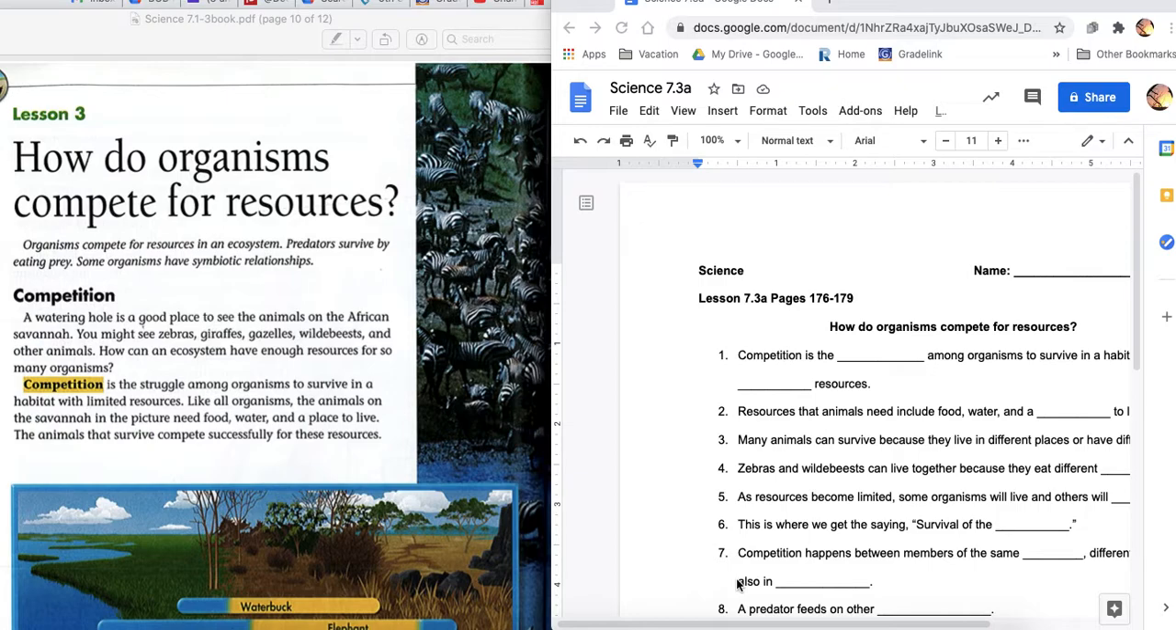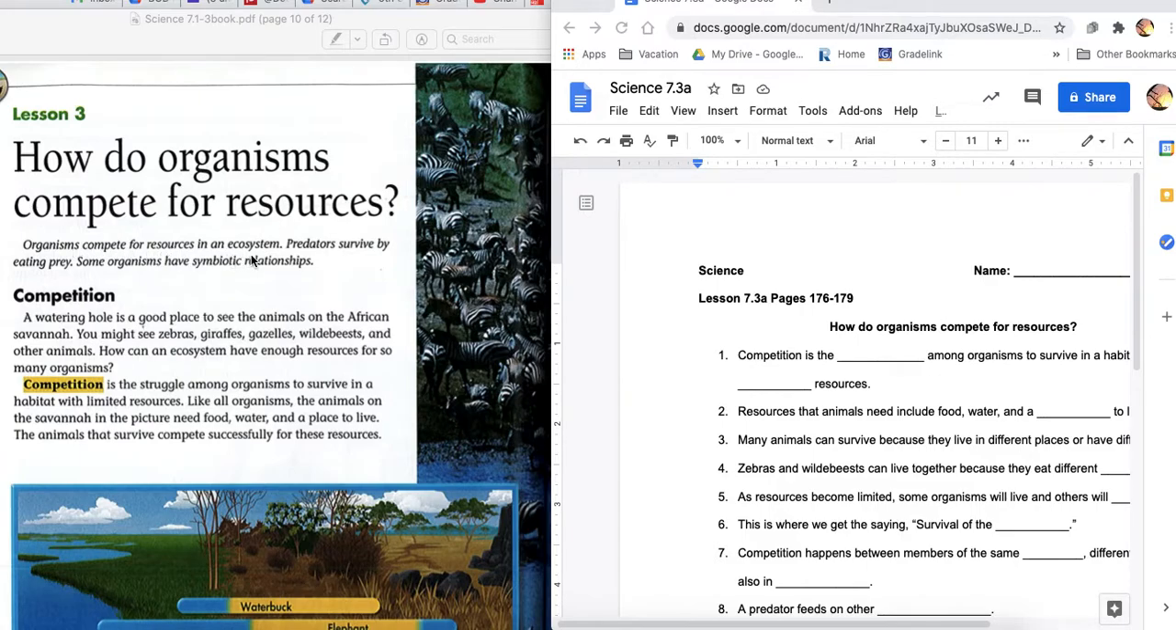We've been talking about adaptations, and then the last couple of days we talked about the food chain, the food pyramid, producers, consumers, decomposers. Today we're going to talk about how organisms compete for the resources. So based on the adaptations they have, how do they fight to get what they need?